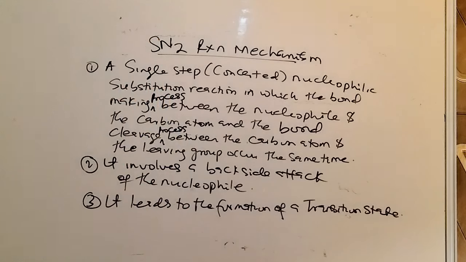So you can see what we have there. Number 1 is a single step, or concerted, nucleophilic substitution reaction in which the bond making process between the nucleophile and the carbon atom, and the bond cleavage process between the carbon atom and the leaving group, occur at the same time. Number 2, it involves a backside attack of the nucleophile on the carbon atom. Number 3, it leads to the formation of an unstable transition state.